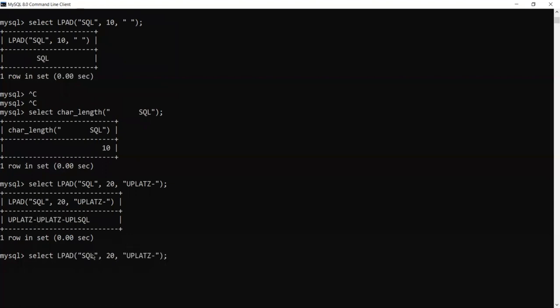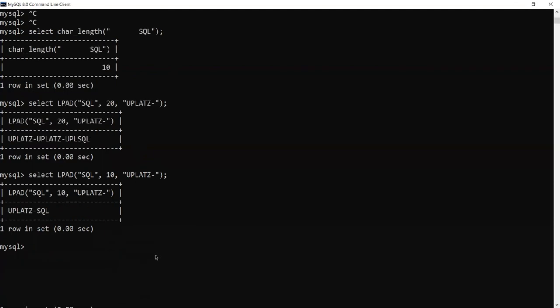So what I'll do is count the number of characters. I already have 3. Here I'm adding 7. So a total of 10 should be fine. So my course name now gets updated to uplads-SQL. This becomes easy for me also, without counting spaces: how many characters do I need to add before my actual word?